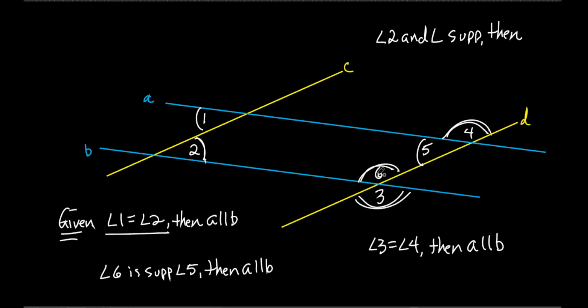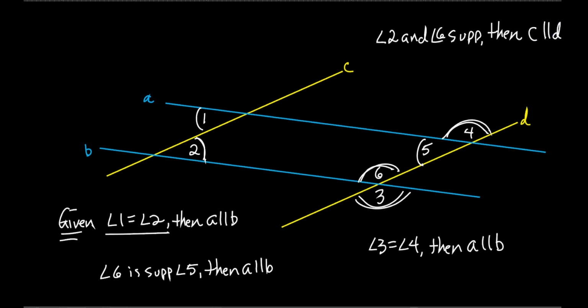So look at 2 and 6. They're consecutive interior angles, aren't they? And I forgot to put the angle right here. There we go, angle 6. So angle 2 and angle 6 are supplementary. Then what can we say? Is it still A and B? It's C and D, that's right, because B is my transversal this time. So that must mean C must be parallel to D.